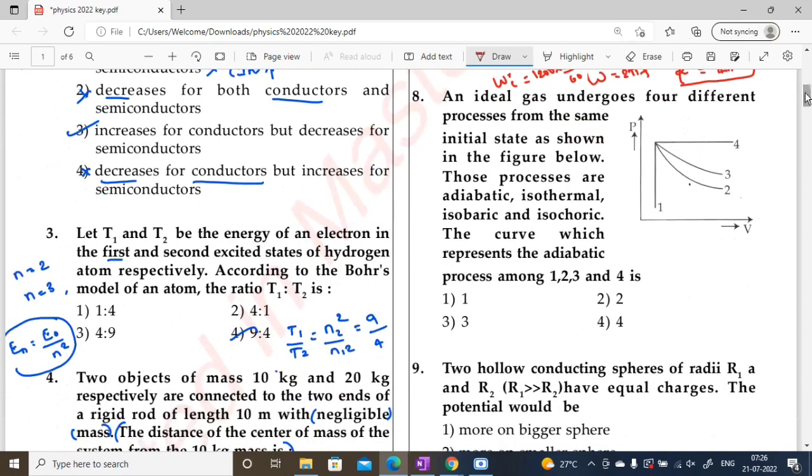And next question. An ideal gas undergoes 4 different processes from the same initial state as shown in the figure below. The processes are adiabatic, isothermal, isobaric, isochoric. The curve which represents the adiabatic process is asked, only the adiabatic process. So let us figure out what the rest of the curves are. Only one thing is adiabatic here, and the rest are maybe isochoric, isobaric, right? So let me take the first curve first.